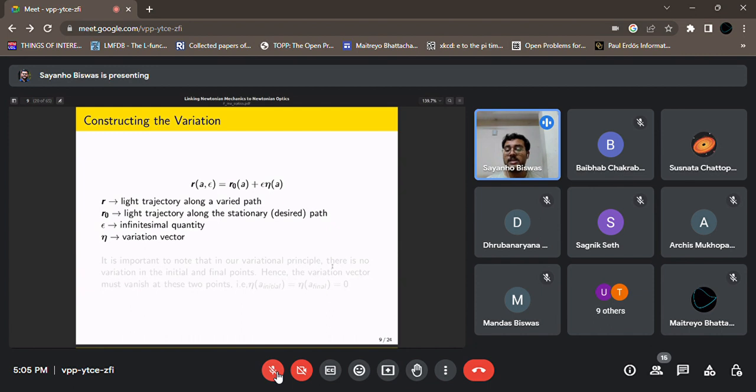Eta is a variation vector. What I'm trying to say is that there exists a stationary path, that means the correct solution path, whose position vector at any point is denoted by R naught. Very good. Now you add some random arbitrary eta vector to it. Eta is also a function that changes with a. As a goes, eta changes. And you multiply it by an infinitesimally small quantity such that you create a variation r which is infinitesimally deviating from the r naught.